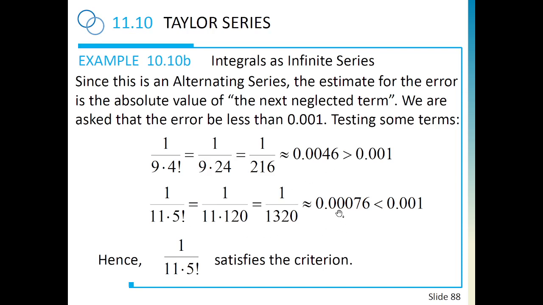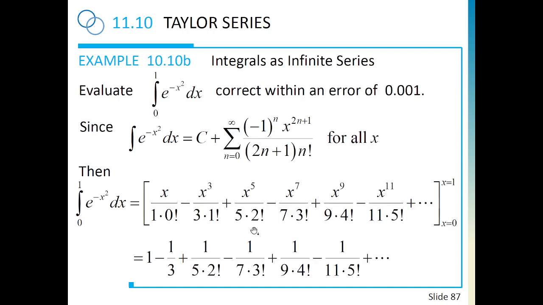Testing the next one, we get a value that is obviously smaller than 0.001. So this term will be our estimate for the error. If I go back to my series, this term will be the estimate for the error, and all the other terms will be used to approximate the value of the integral, because the error needs to be smaller than 0.01 and this term is smaller than 0.01. Therefore, that's good for me as an error.